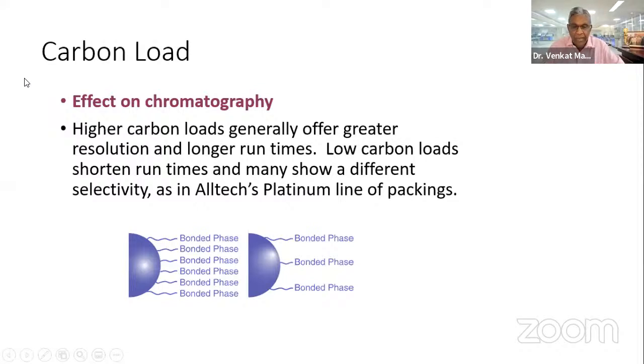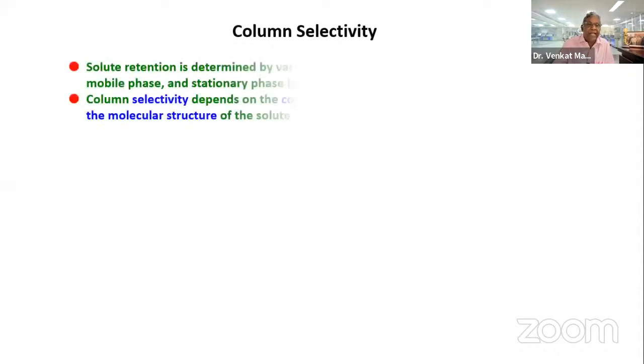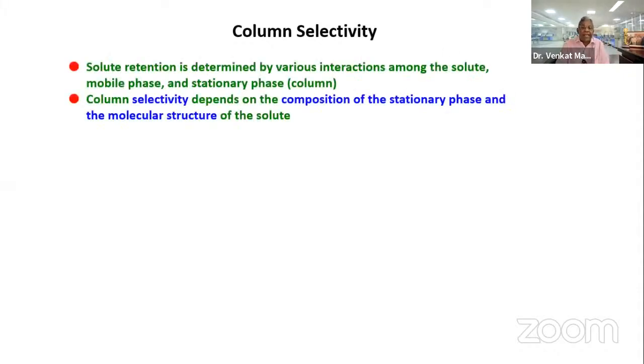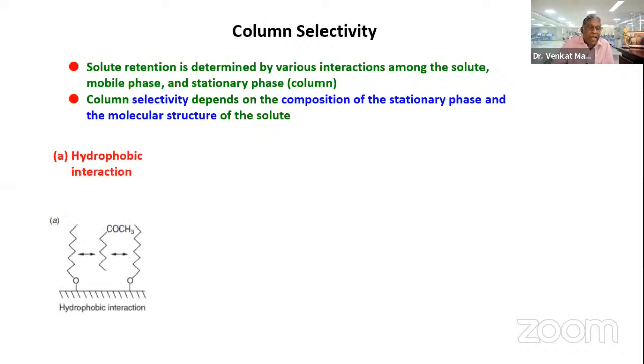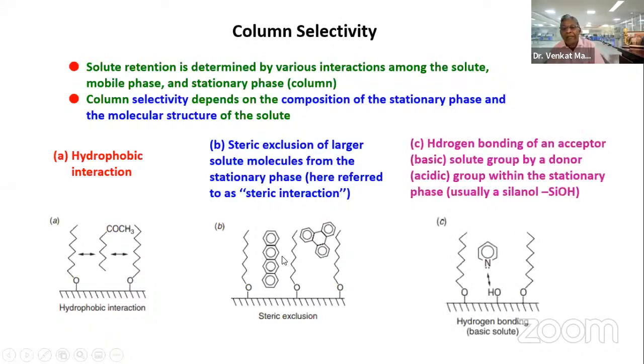Then, apart from carbon loading, I should look at column selectivity. Column selectivity depends upon the composition of the stationary phase as well as the molecular structure of the solute. And are you talking about a hydrophobic interaction, or a steric interaction? Depending upon the nature, you have to choose the column accordingly.